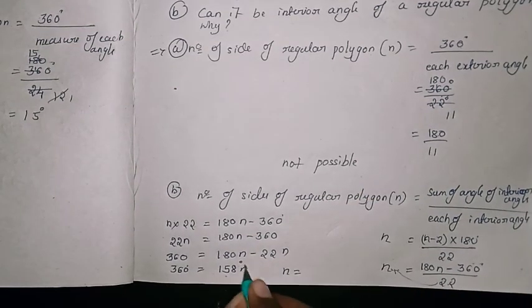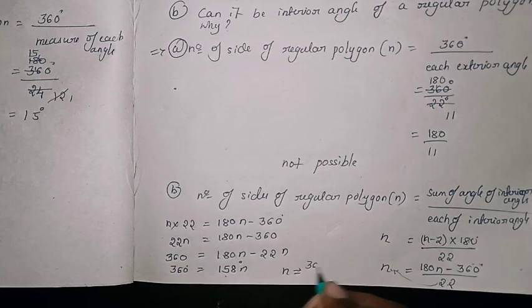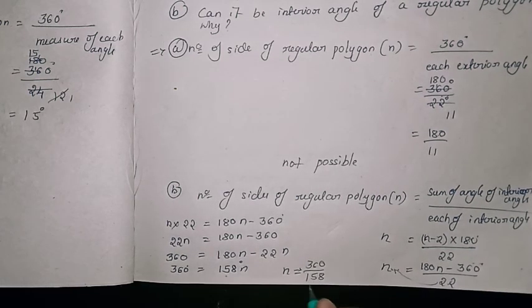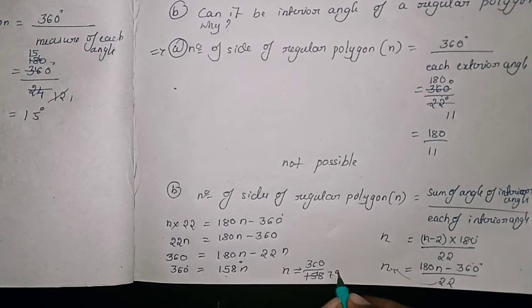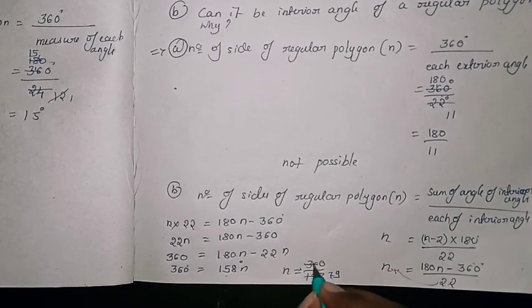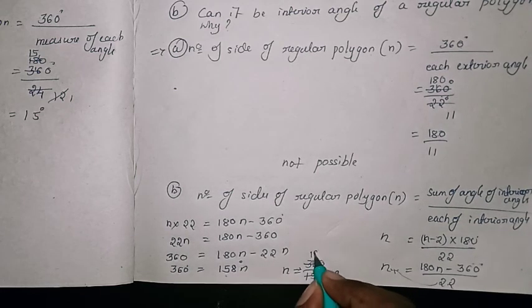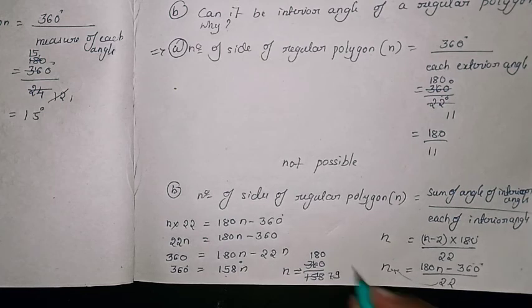So I want the n value. n is equal to 360 divided by 158. So we will cut by 2. 2 7s are 14, 2 9s are 18, 2 1s are 2 with 1 remaining, 2 8s are 16. So we got 180 divided by 79, which is not possible to divide completely.